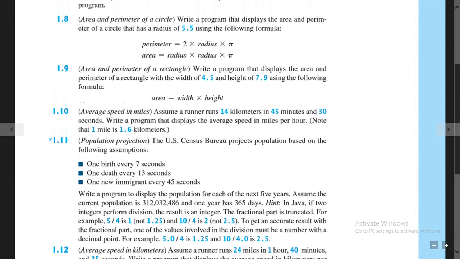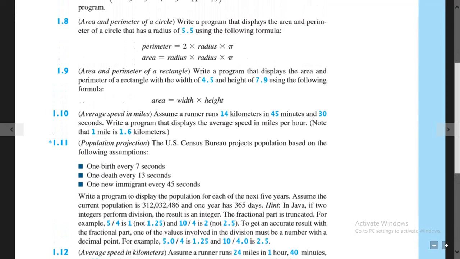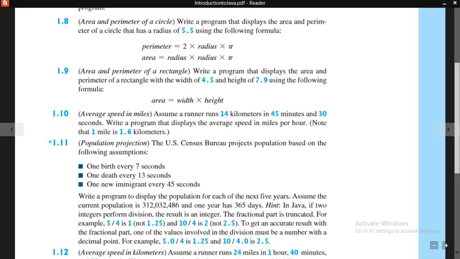So this is what we are told. Assume a runner runs 14 kilometers in 45 minutes and 30 seconds. Write a program that displays the average speed in miles per hour. Note that 1 mile is actually 1.6 kilometers.